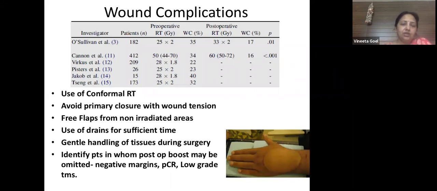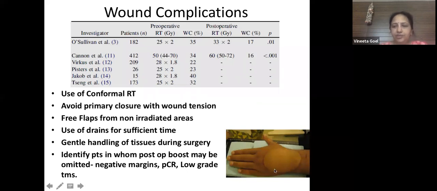Rather, the wound should be closed not by primary closure, but by using myocutaneous flaps, either pedicled or free flap from the non-irradiated areas. We must keep drains for sufficient time. We must gently handle the tissues during surgery, and postoperative wounds must be avoided as much as possible.